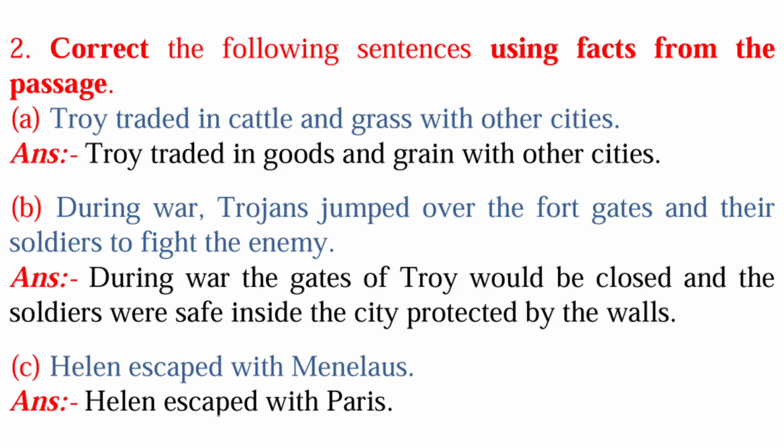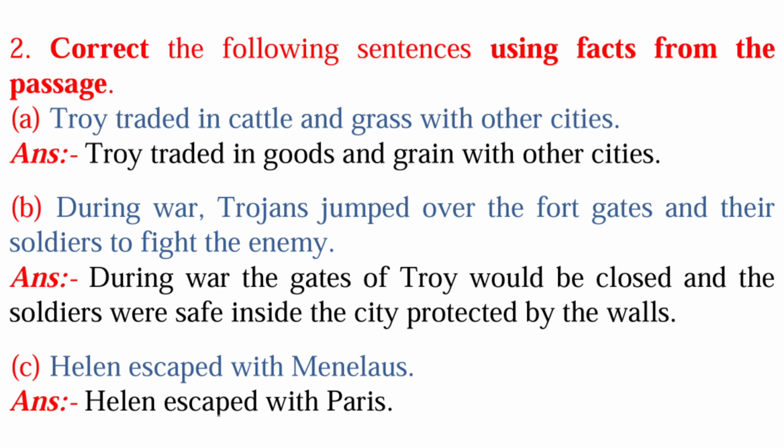So second question is, correct the following sentences using facts from the passage. So sentence A is, Troy traded in cattle and grass with other cities. So correct sentence is, Troy traded in goods and grains with other cities. B sentence is, during war, Trojans jumped over the fort gate and their soldiers to fight the enemies. So correct sentence is, during war the gates of Troy would be closed and the soldiers were safe inside the city protected by the walls.